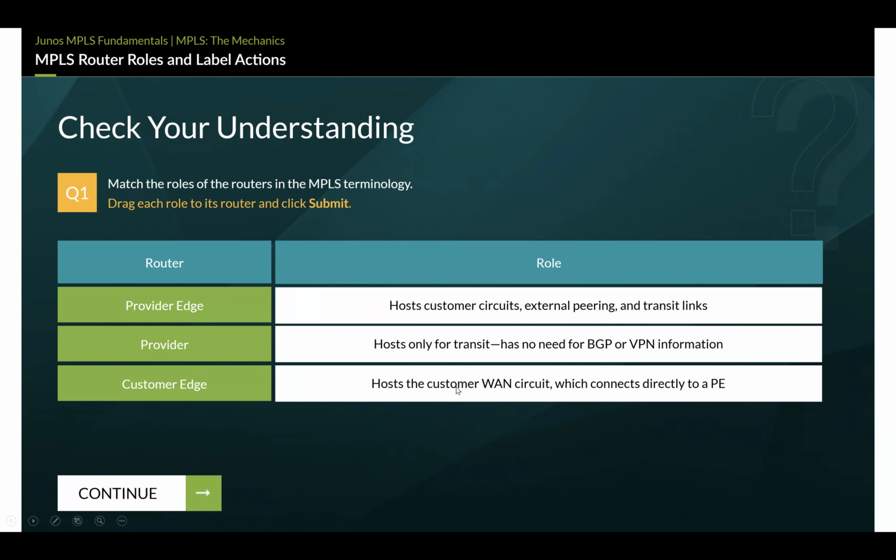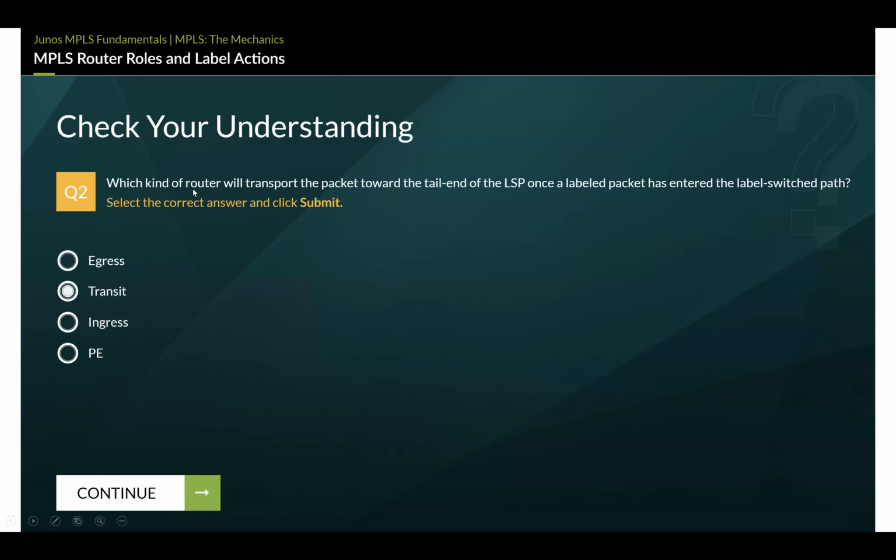Customer edge router: this is basically a normal IP routing router. It hosts the customer circuit which connects directly to the PE. Which kind of router will transport the packet toward the tail end of the LSP once the labeled packet has entered the label switch path? That is the transit router.